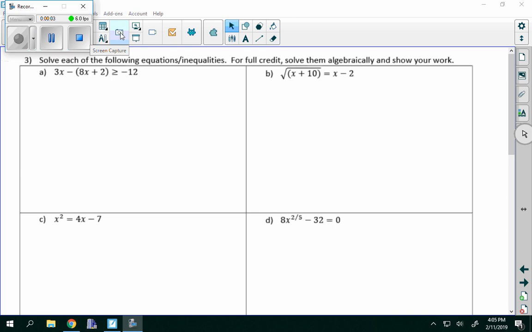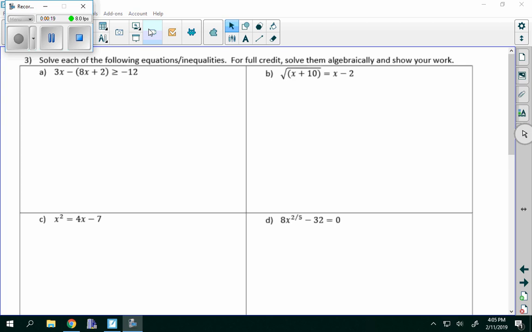Sample test 1, problem 3. The first problem asks us to solve the following linear inequality: 3x take away the quantity 8x plus 2 is greater than or equal to negative 12.